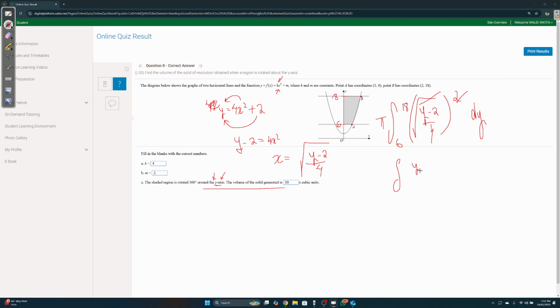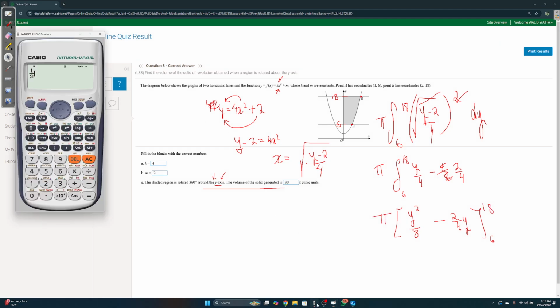So it's the same as saying integral y over 4 minus 1 over 2, because 2 over 4 is, you know, let me not complicate anybody. Minus 2 over 4. Okay, I just split it up from 6 till 18, and I'm sure you all know how to integrate. This is going to become y squared over 8 minus 2 over 4 y, in between 6 and 18 with pi outside.